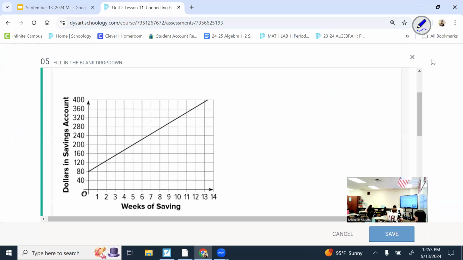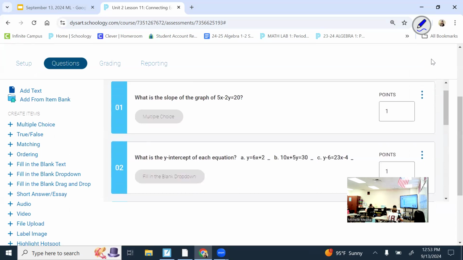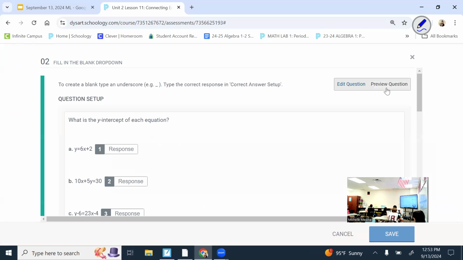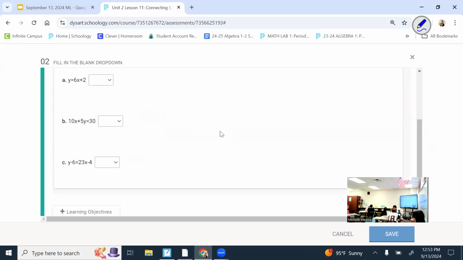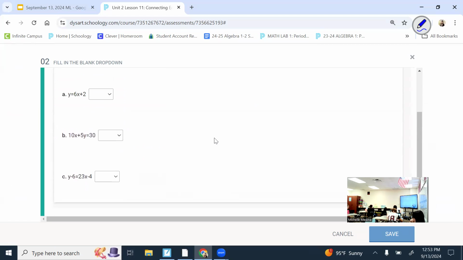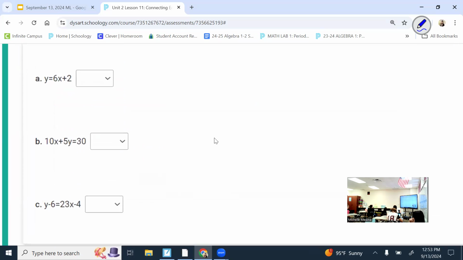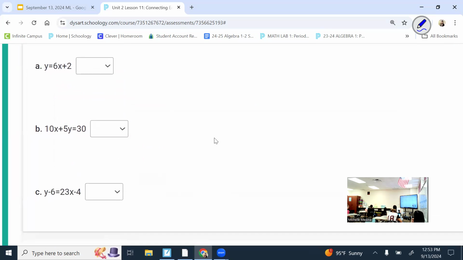Okay. So question 2, lesson 11. What is the y-intercept of each equation? So you have a couple options. You could make sure that they are all in slope-intercept form. And then remember that if it's in slope-intercept form, y equals mx plus b, what value, what letter tells me my y-intercept?